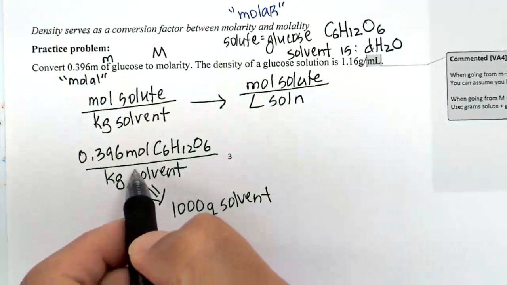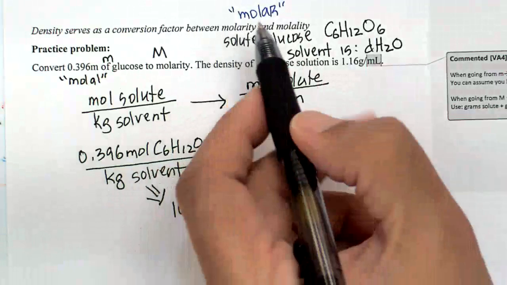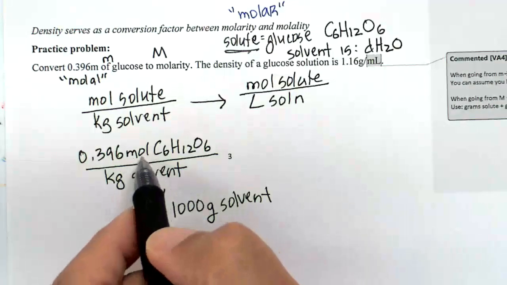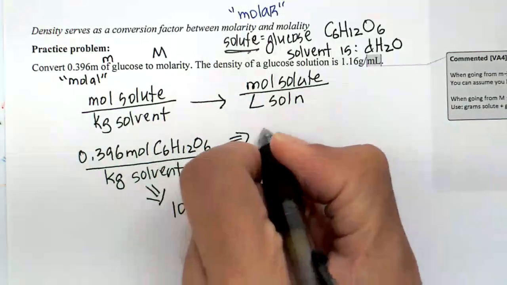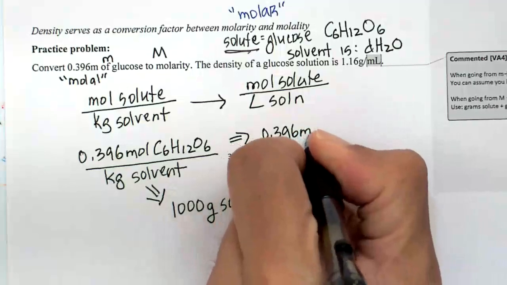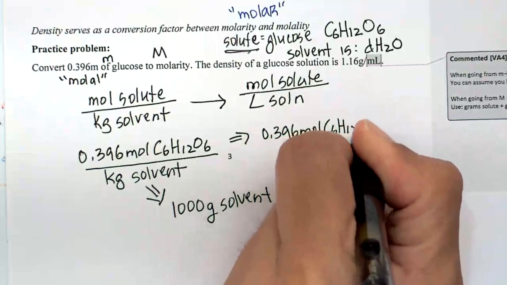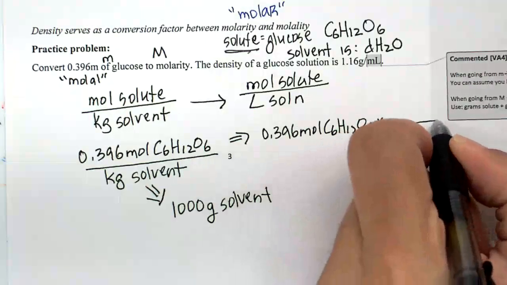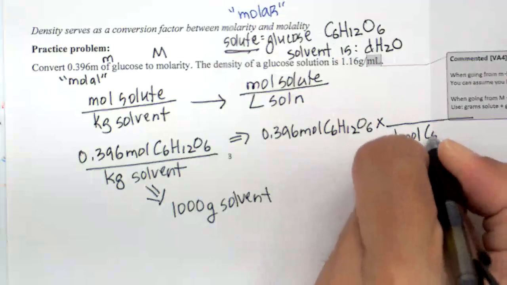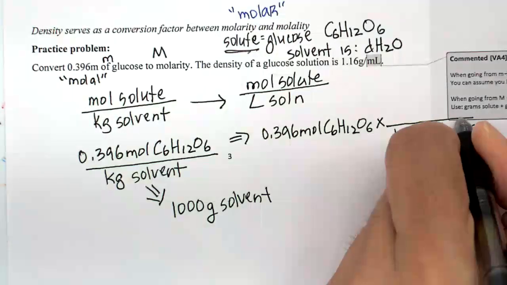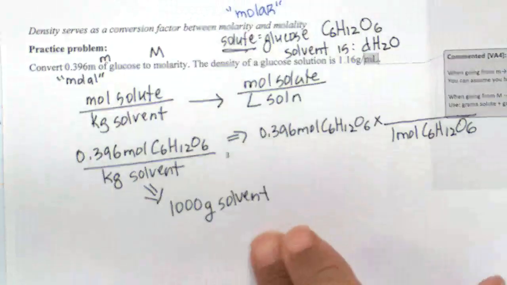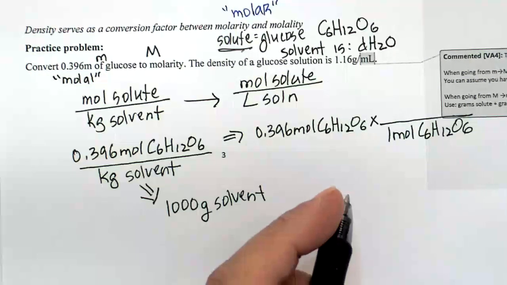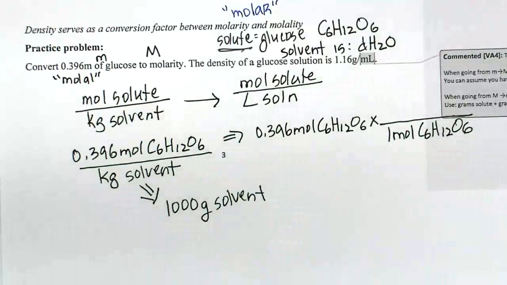All right, I'm going to take my 0.396 moles of glucose. And what is glucose? I'm going to take this moles of solute and convert it to grams of solute. So 1 mole of glucose contains how many grams of glucose? Do you guys remember this from Chem 1? Remember? Without a periodic table, we could still do it.